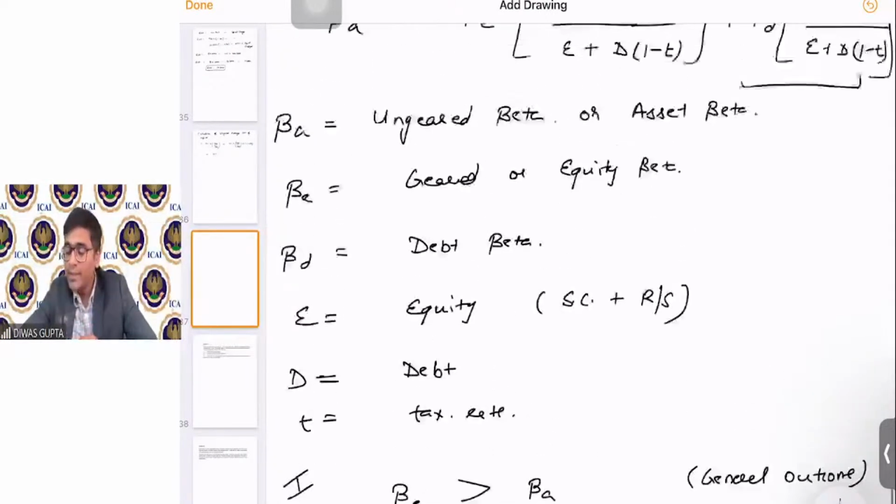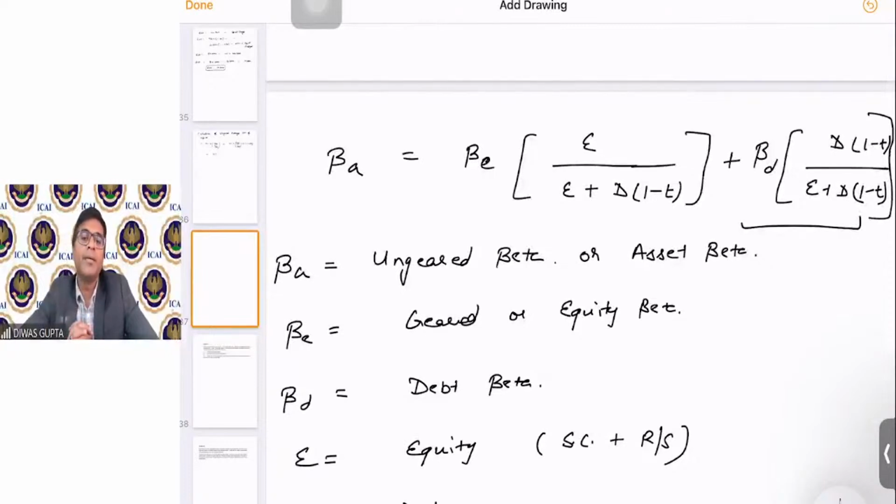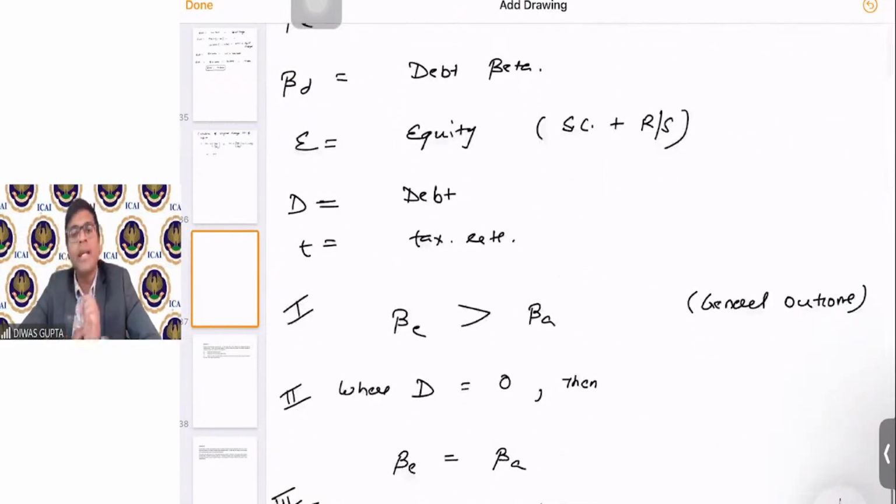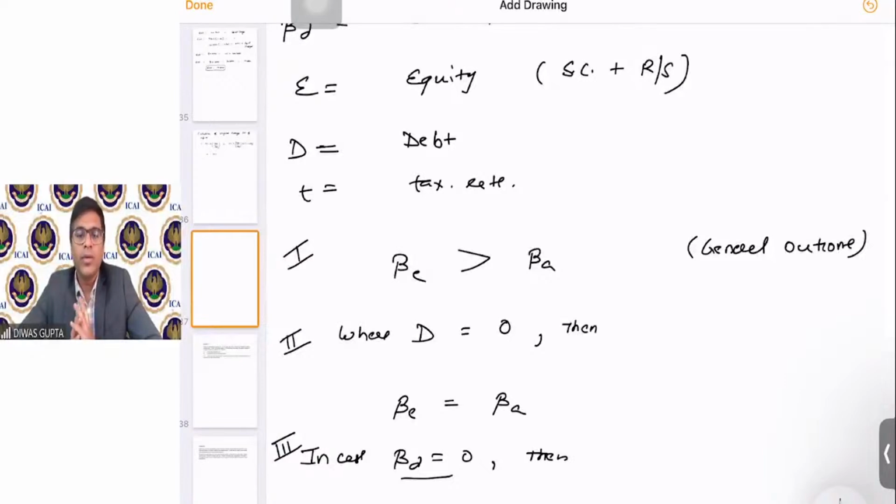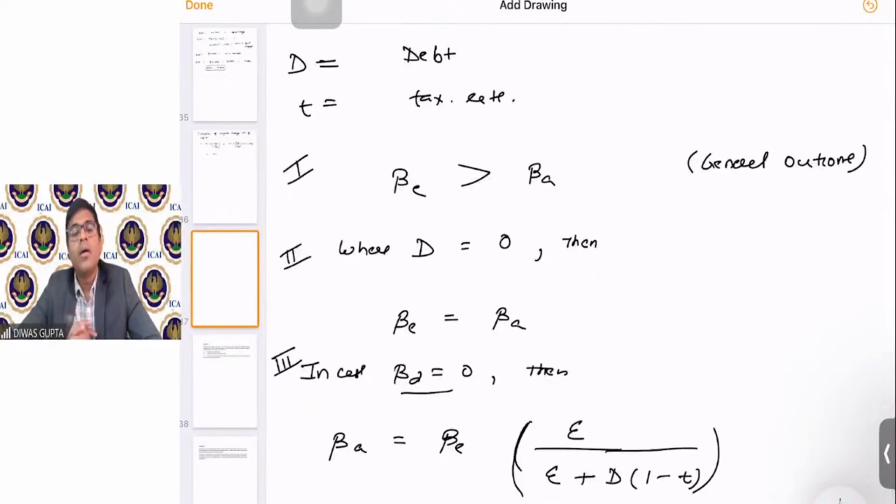Now, generally, what happens, the debt beta is always lesser than the equity beta. Okay. And in case it is a risk-free security that we have raised through, then it will be zero, right? The debt beta will become zero. So what we are trying to say is that debt beta always is lesser than the equity beta. If that is the case, then the asset beta or the overall beta will always be lesser than the equity beta. Or we can say equity beta will always be higher than the asset beta.